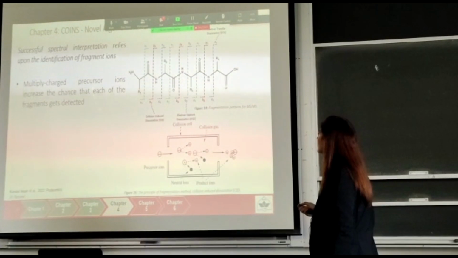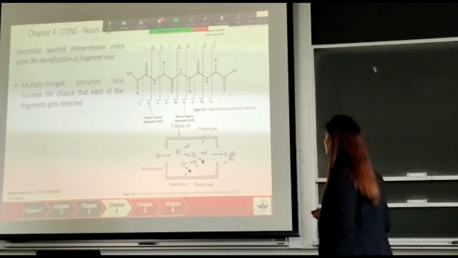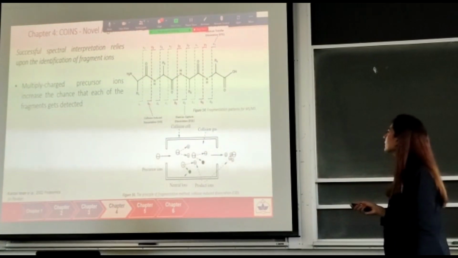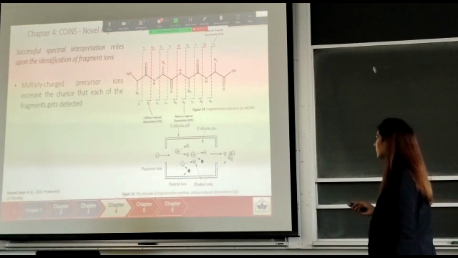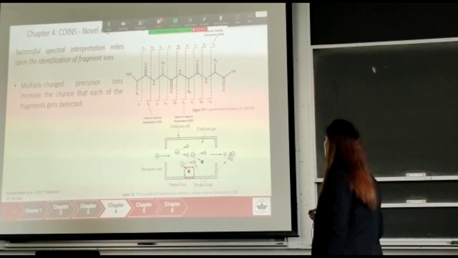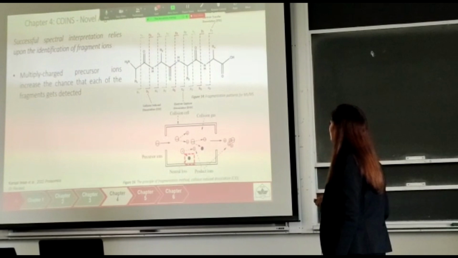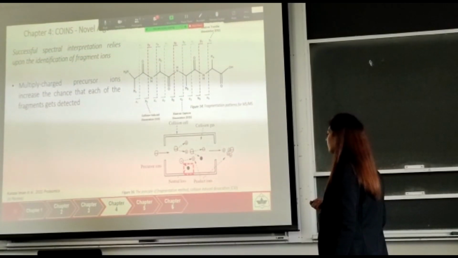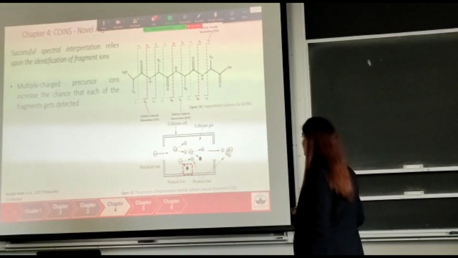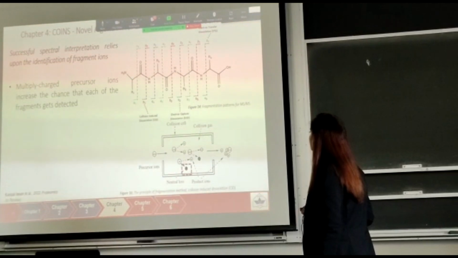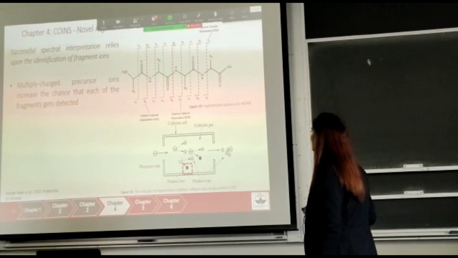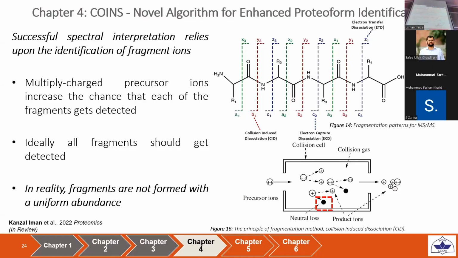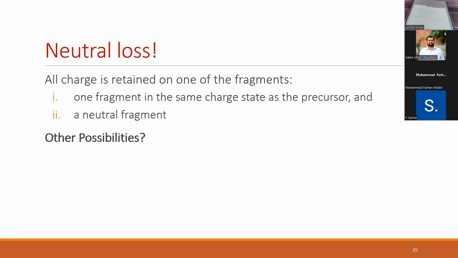However, there are certain abnormalities, which include neutral losses. Basically, if the precursor ion is fragmented, one of the daughter ions gets all of the charges and the other one is not reported due to lack of charge. This is referred to as neutral loss. Ideally, all of the fragments should get detected. However, in reality, the fragments are not formed with uniform abundance.